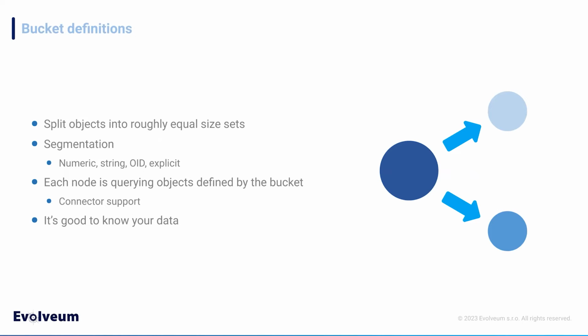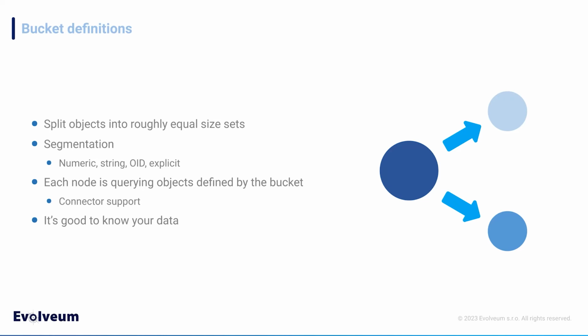So, the buckets definition. This is very important if you want to run a multi-node task. What you need to do is find a way to split objects that need to be processed into roughly equal size sets. And for this, we are using a process we call segmentation. So you need to find a property. Based on that, you will split it into these buckets or sets, or however we want to call it.